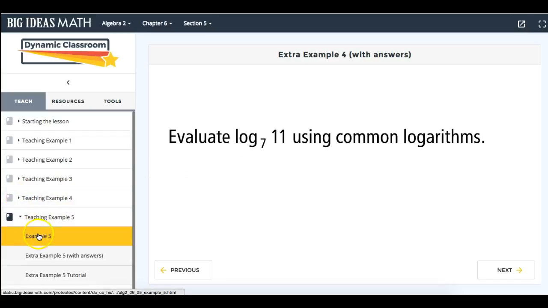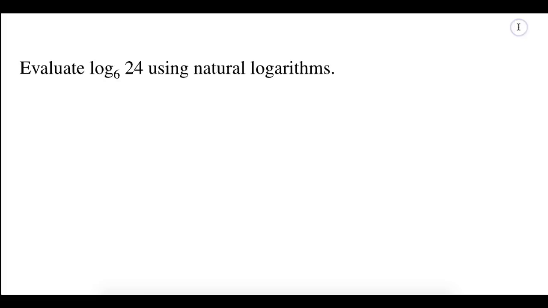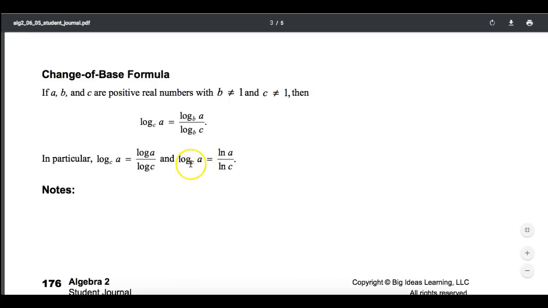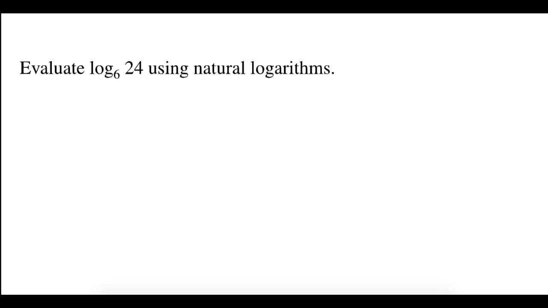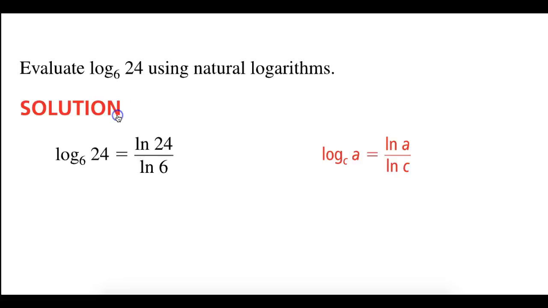All right, for the next problem, it's very simple. We're going to do the same exact thing, but this time using natural logs. So we're still using our change of base formula right here. Log base c of a equals the natural log of a over the natural log of c. So if we look at this, we have the log base 6 of 24. We want to turn this into natural log. We simply take the ratio of 6 and 24, and we're just going to have our base be e for the natural log. So it just becomes the natural log of 24 divided by the natural log of 6.